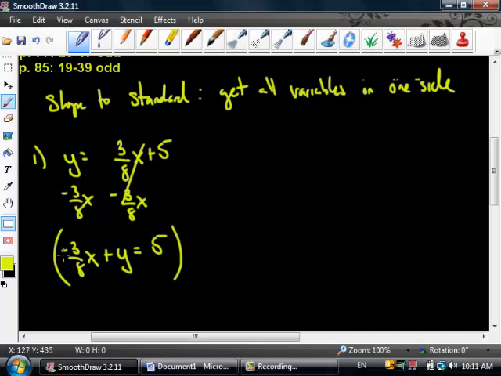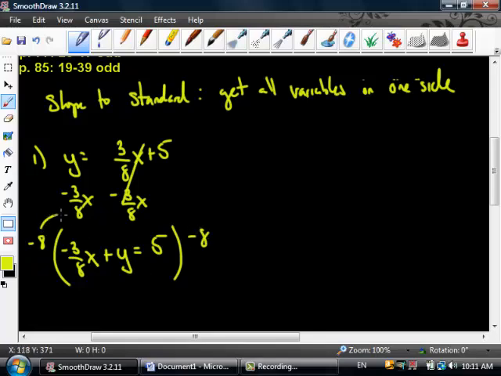Max, what do you think? Multiply by what? Say again? 5. You know, I could multiply everything by 3/8, but that would give me, looks like 9 over 16. There's a number that I can choose to kill off that denominator. Matthew? Negative 8. Negative 8.